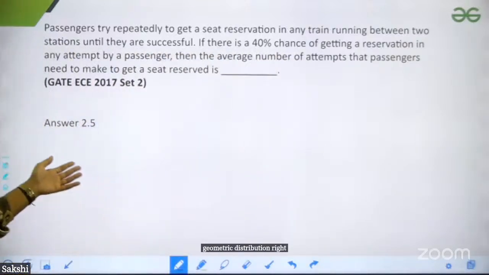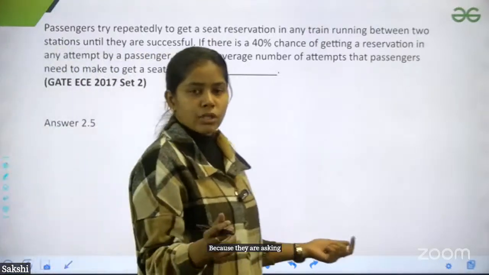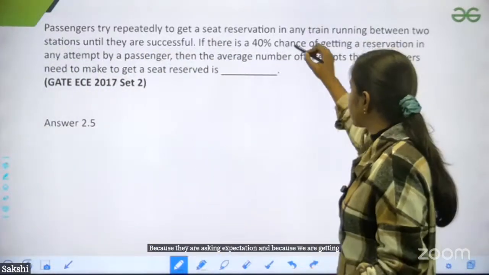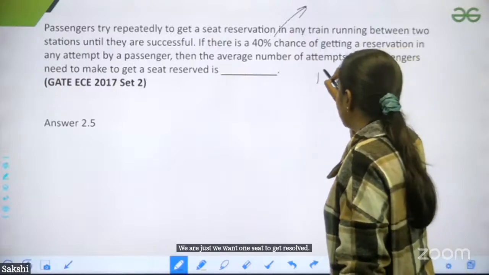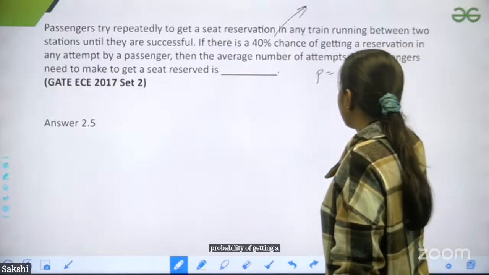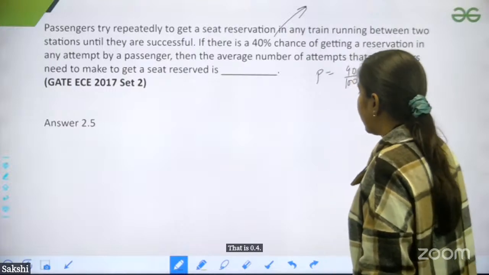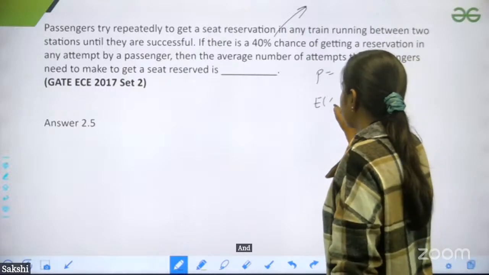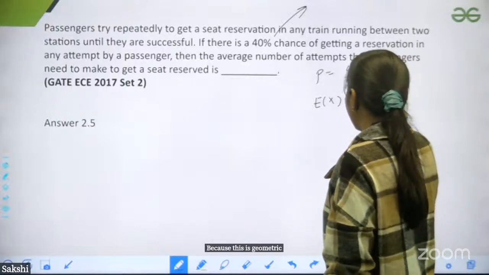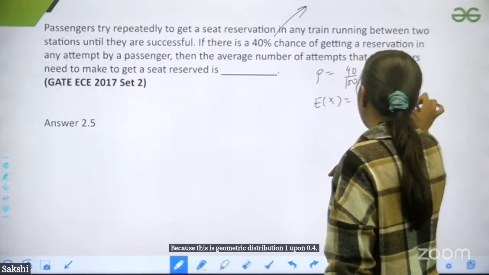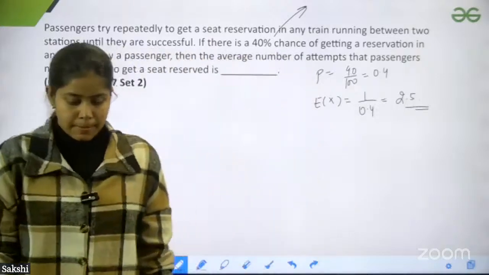Based on geometric distribution, because they are asking expectation, and we want one seat to get reserved. The probability of getting a seat reserved is 40 by 100, that is 0.4, right? And the expectation in this case, because this is geometric distribution, is 1 upon 0.4. So on solving, it gives the answer 2.5. It's a simple question.